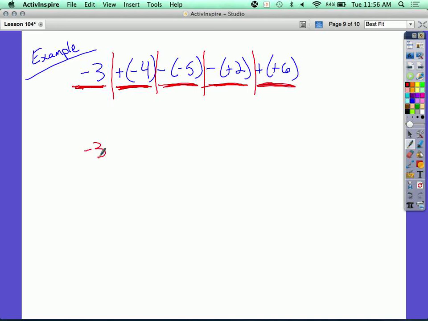Now, negative 3 is obviously going to stay a negative 3. Plus a negative 4, if you remember, is going to be a negative 4. Minus a negative 5, if the signs are the same, it becomes positive. So that's positive 5. Minus positive 2, signs are different, it's going to turn to a negative. Plus positive 6, signs are the same, it's going to be a positive. So now let's combine some like terms. Let's start with our positives. I'm going to box in my positives. So I have positive 5, positive 6. I get positive 11.